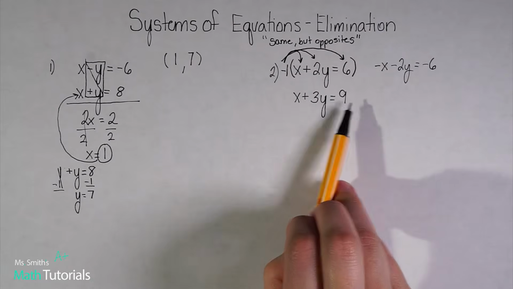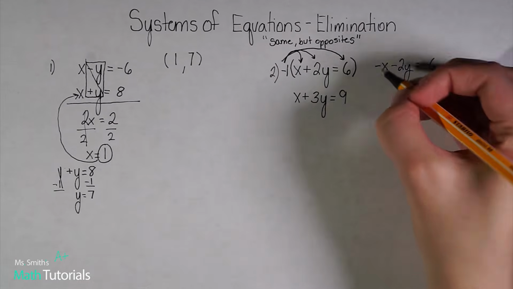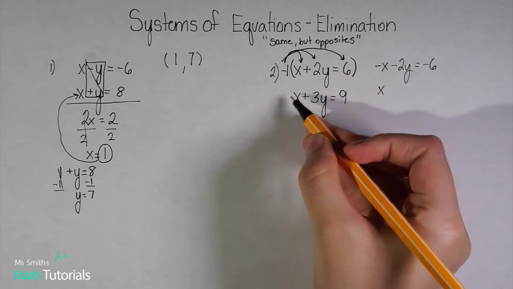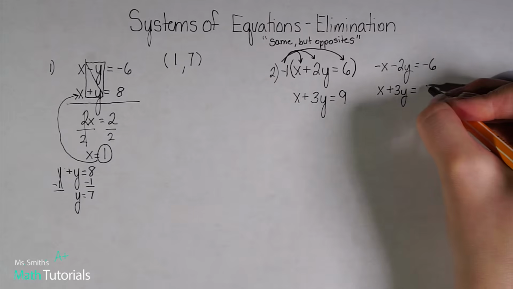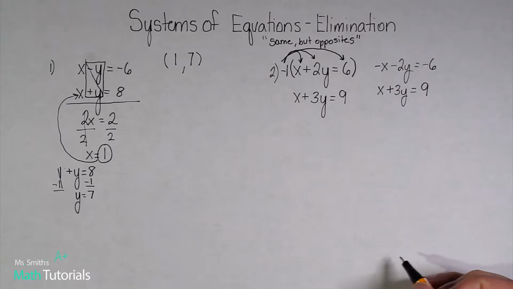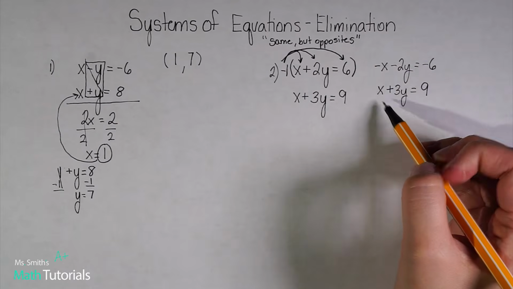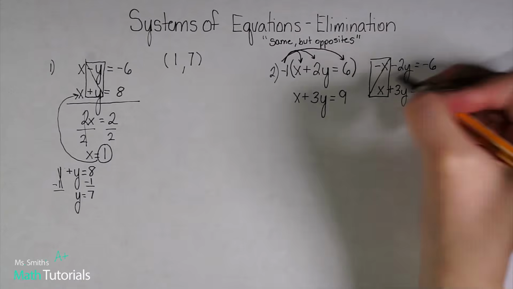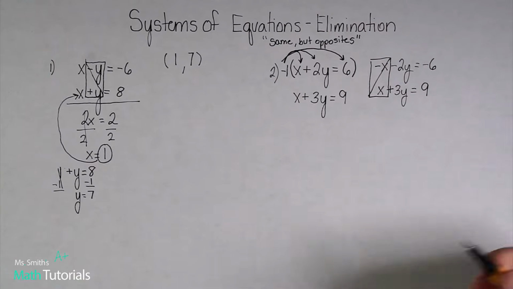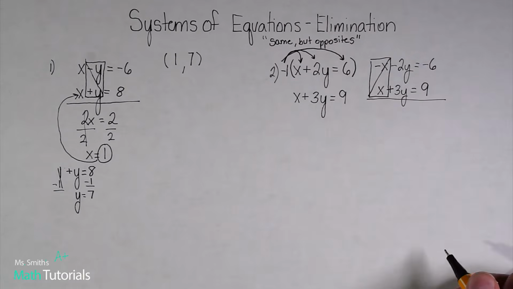Now this bottom equation, I want to keep exactly the same because that one already has a positive x. So I'm not going to multiply anything against the bottom because it's already exactly as I need it to be. So you'll notice now I have the same but opposites. I've created an elimination situation. So I'm going to do the same step from here on out that I did with the other problem.